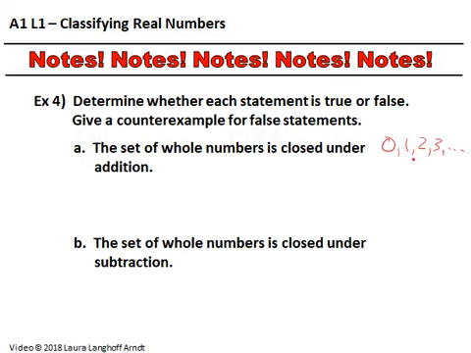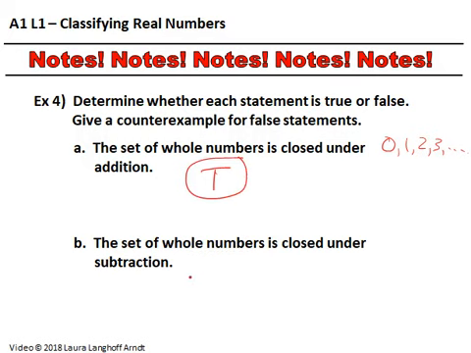So I could pick any number. I could pick 10 and 15 and add them together, and it gets me a whole number. Is there anything that gets me something that isn't a whole number? Can you get a negative? Not if you're adding. Can you get a fraction? No, not if you're adding. So this one is true.